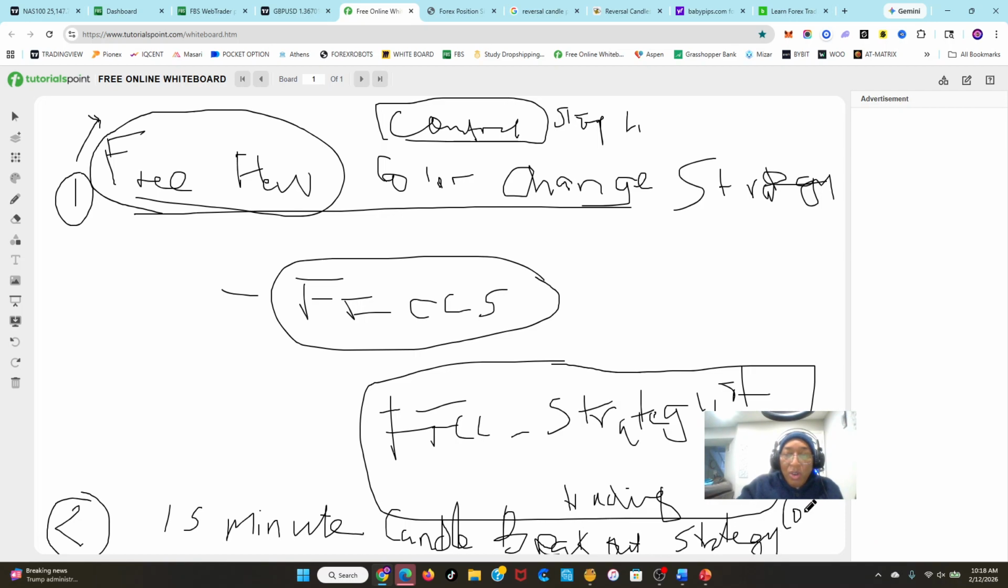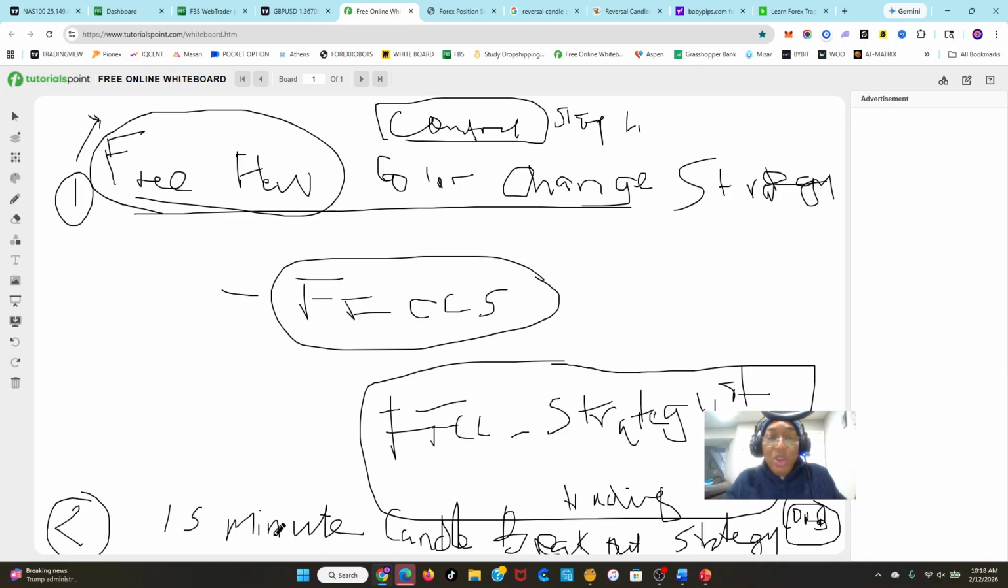Some people call this ORB. You've seen this on YouTube or in training forums. ORB is the open range breakout strategy. Basically, you put your opening range, and if there's a breakout, you take trades in the direction of the breakout.